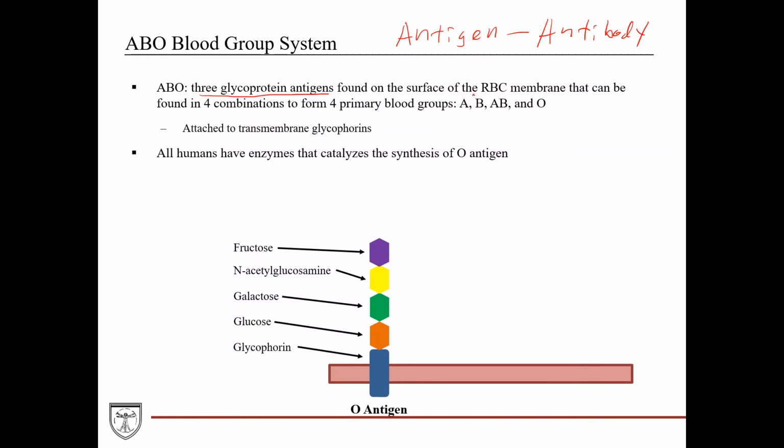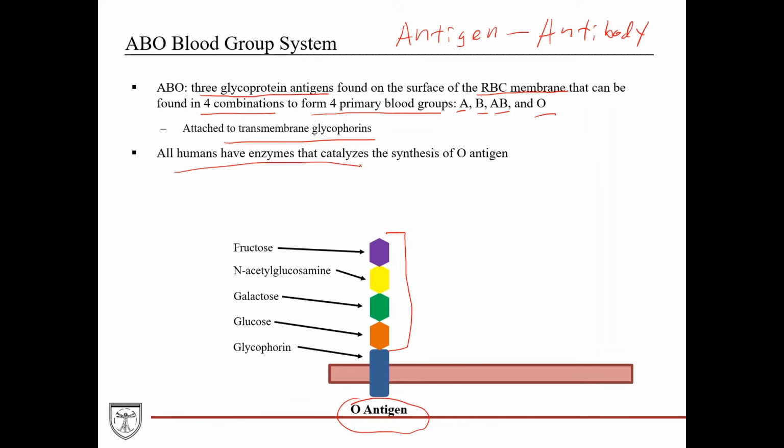So these glycoproteins are found on the surface of the red blood cell membrane. And like I said, they're found in four combinations to form the four primary blood groups: type A, type B, type AB, and type O. And these glycoproteins are attached to the transmembrane glycophorins. So if we come down here, here's the red blood cell membrane, the bilayer. Here's the O antigen. And here's the glycophorin, which is a transmembrane protein, which we talked about on the other slide. And then here you have this sequence of sugar molecules: glucose, galactose, N-acetylglucosamine, fructose.